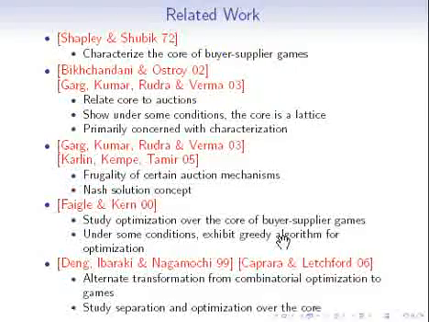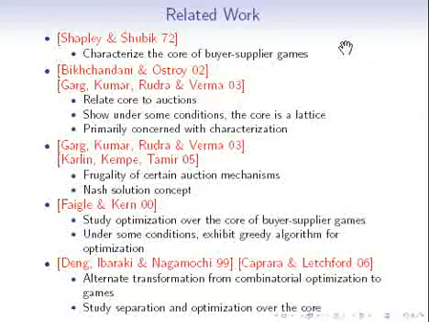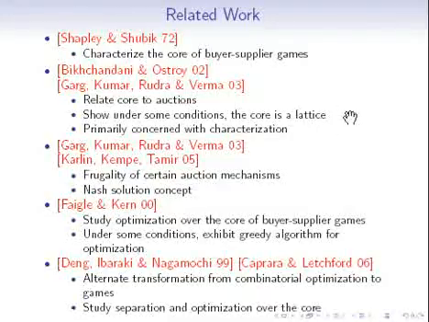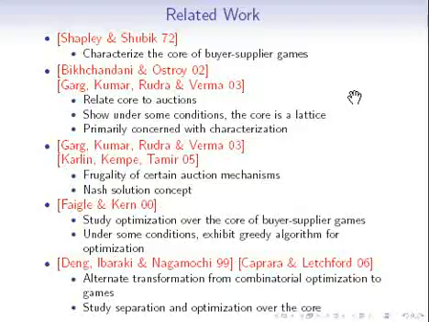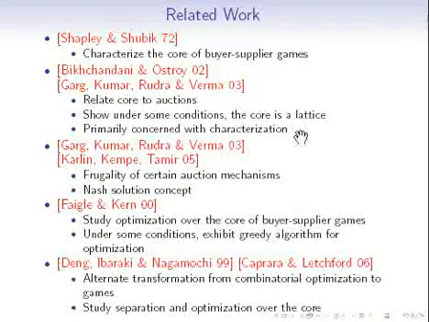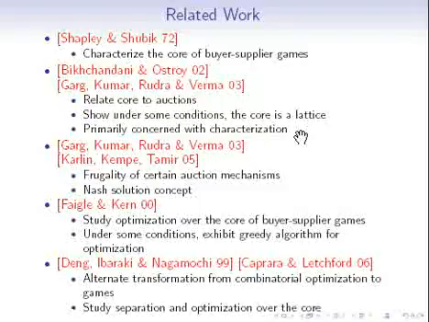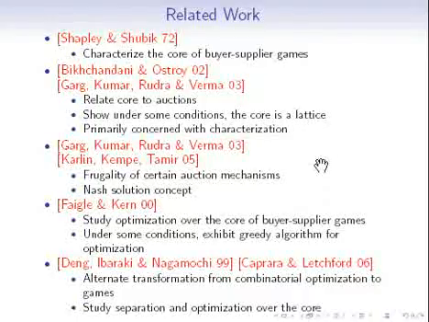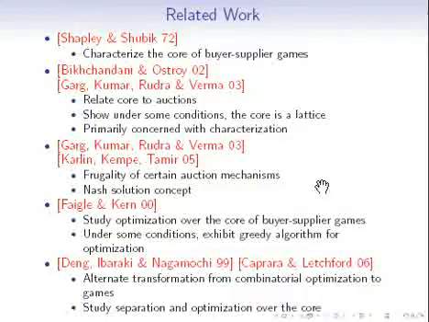Okay, so let's take a look at some related work to our paper. First of all, buyer-supplier games have been studied for a long time. For example, Shapley and Shubik characterized the core of buyer-supplier games. There have also been some more recent papers studying the core of buyer-supplier games. For example, these papers relate the core to auctions. They show that under some conditions the core is in a lattice. But one of the primary differences between our work and these papers is that they are primarily concerned with characterization of the core, while we are primarily concerned with optimizing over the core. There's also been some recent papers studying the frugality of auction mechanisms.